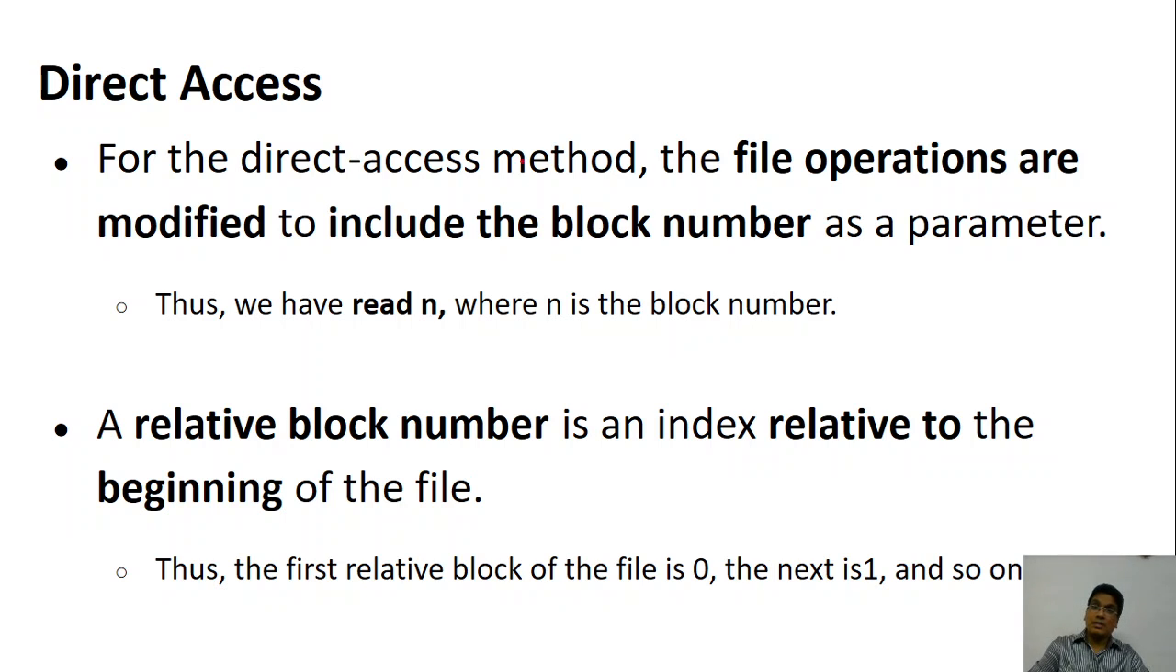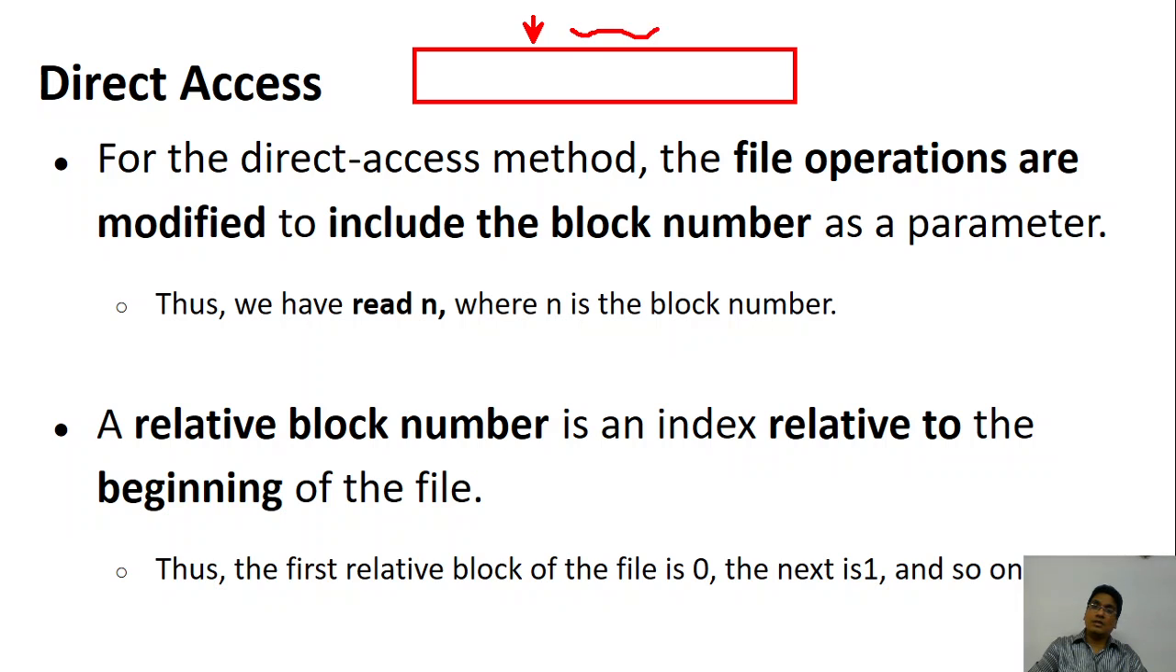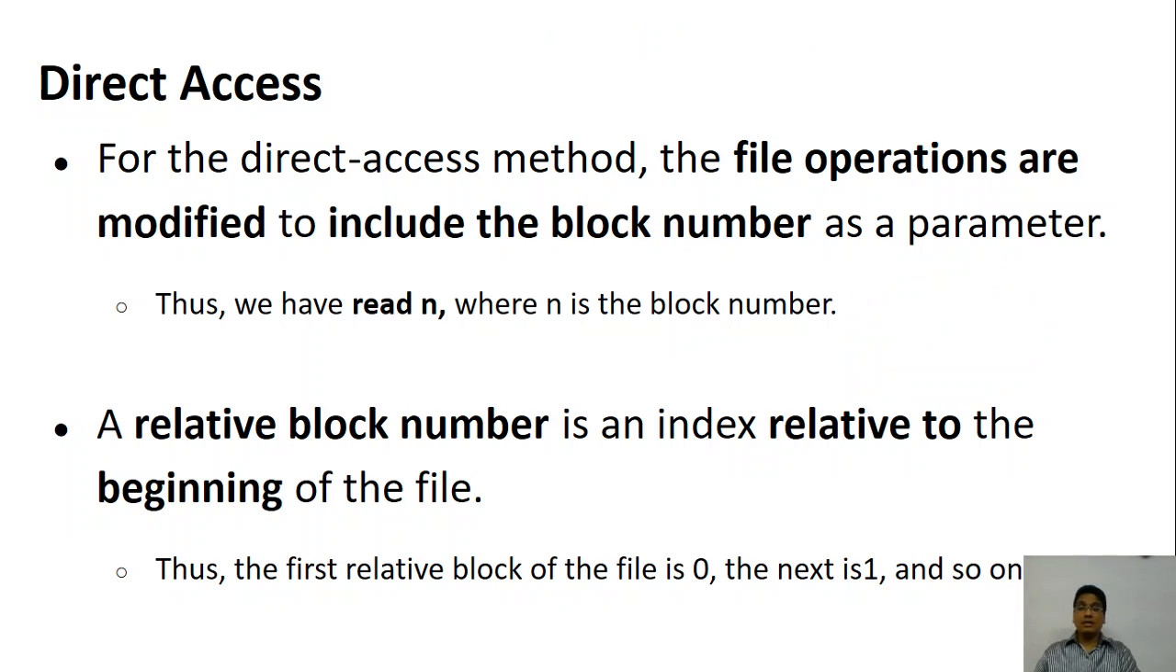Why you just say read is, when you have the tape, if the pointer is here, you can only go in one direction, and that too in order. Whereas on the disk, you can jump from any place to any place. So you have to specify which block you want to read. It's not enough to just say read, you have to say read the nth block.